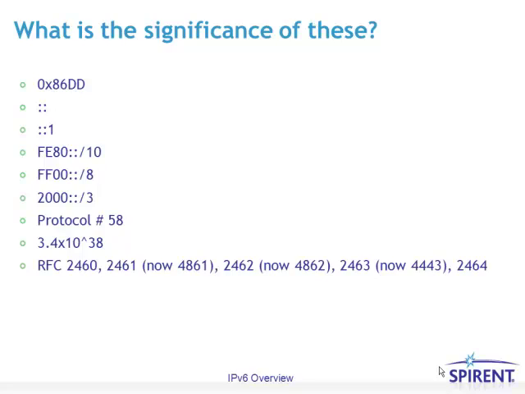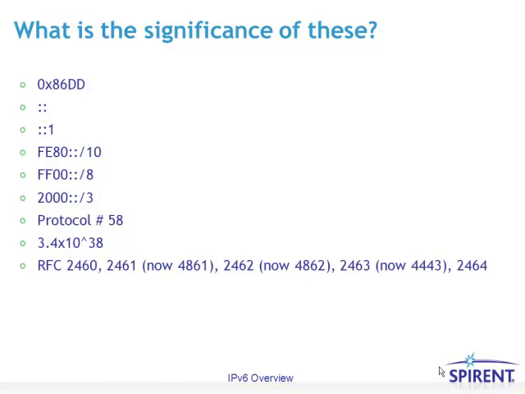These 5 RFCs are the base IPv6 protocols. They're the minimum required for an IPv6 implementation. RFC 2460 is the base IPv6 specification, just like RFC 791 is the base IPv4 specification. RFC 2461 is the specification for IPv6 neighbor discovery, which is similar to ARP with IPv4.